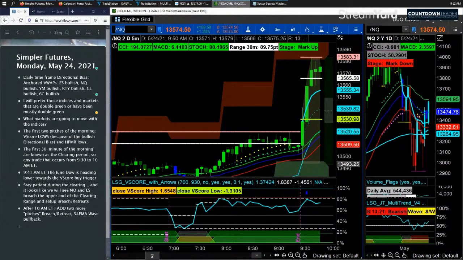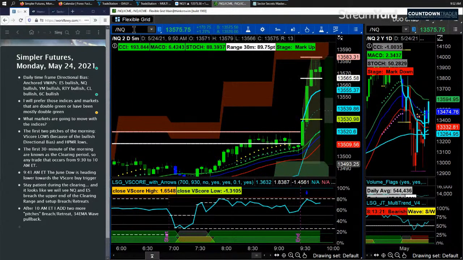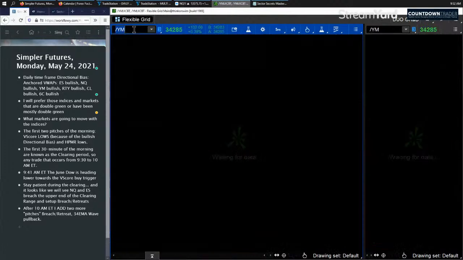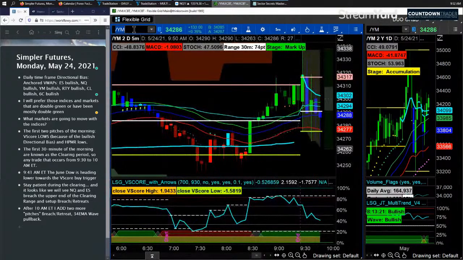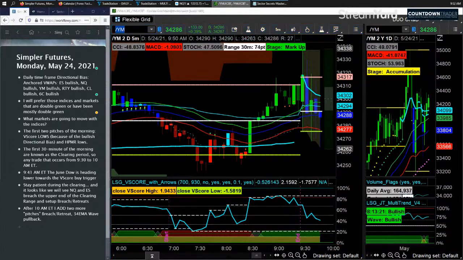All right, next up is, where are we on the Dow? Not quite there yet. Still plenty of the morning left. Still got to get down in here, just in front of this -2 standard deviation. Crude's pretty strong today, which I'm very happy about.